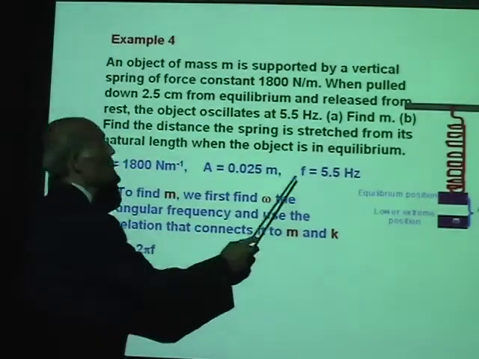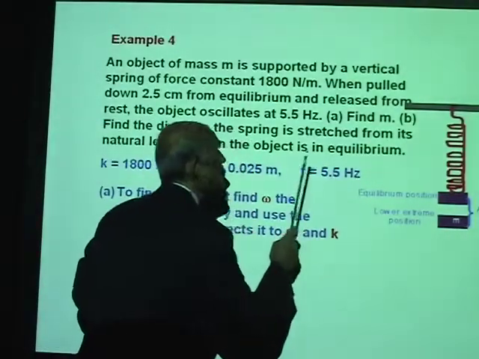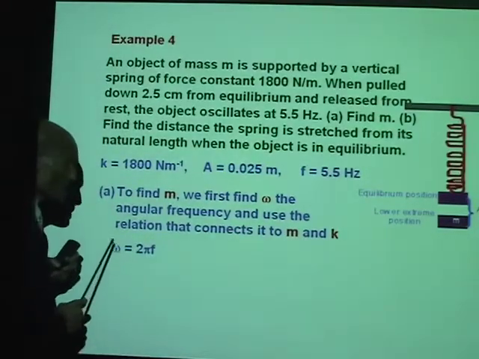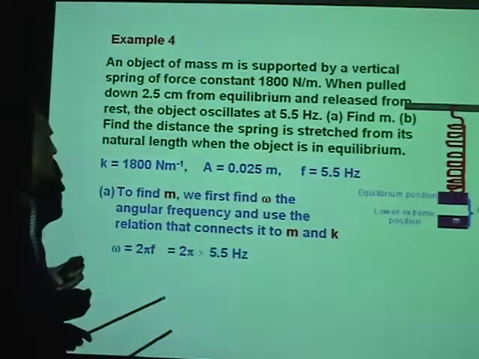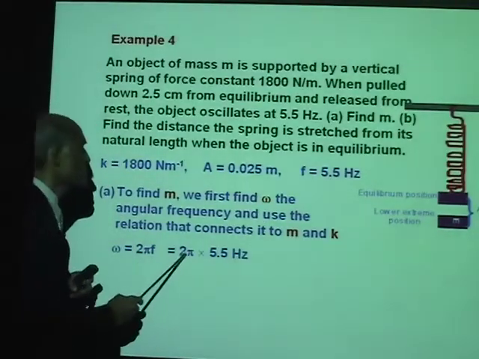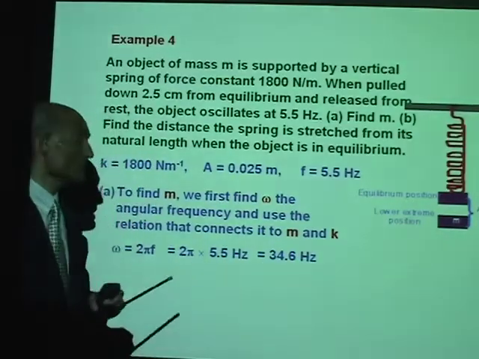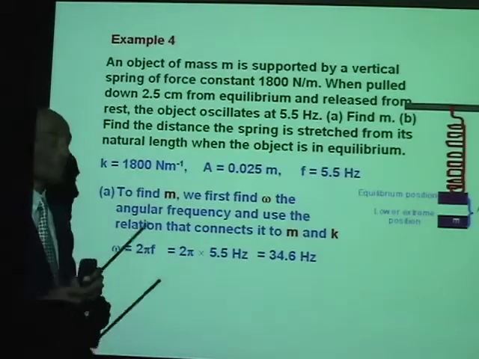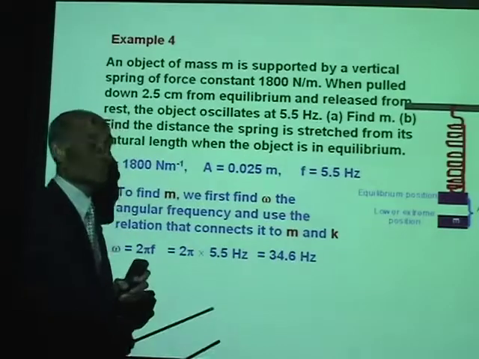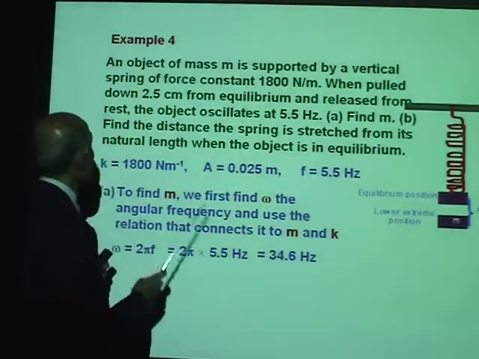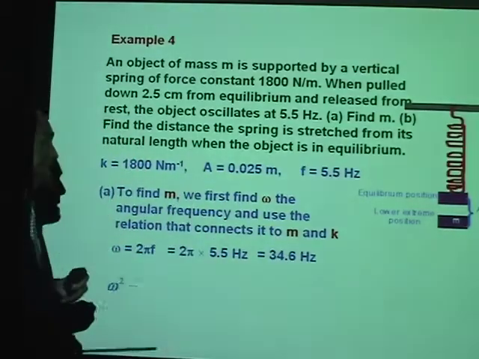Now, first of all, because you know the frequency is connected to the angular frequency, omega equal to 2 pi f. And because you know the value of f, you got now omega. Omega equal to 2 pi times 5.5, that is 34.6 hertz is the value of omega. And now, connect omega to m and k. You now know omega, you know the value of k, therefore you can find m.